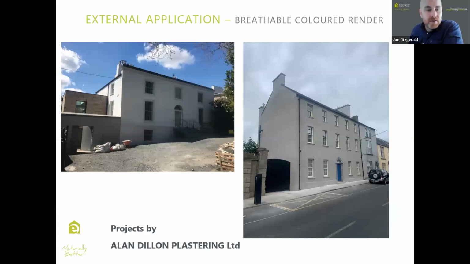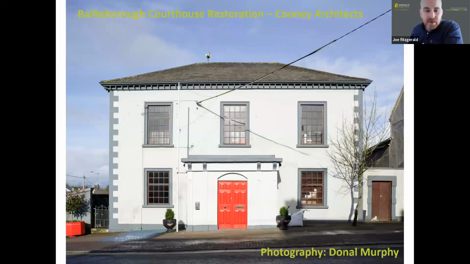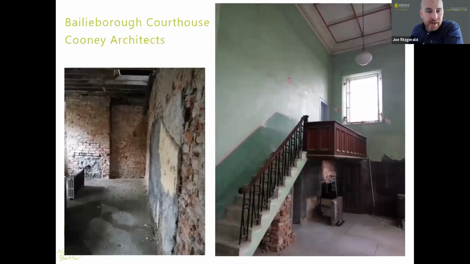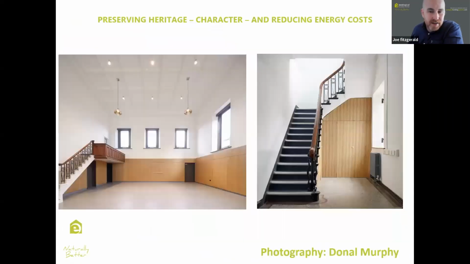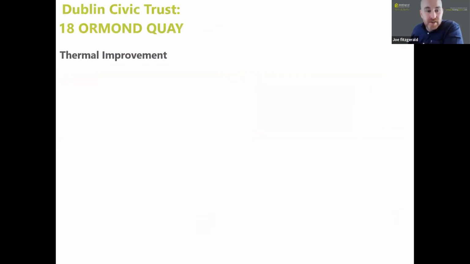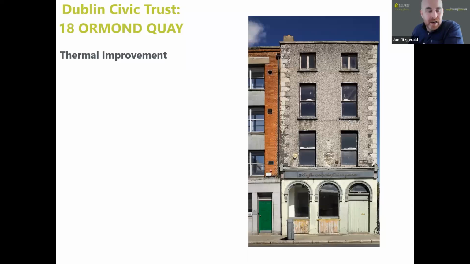Likewise, it can be used on the outside of buildings. It has precedence in protected structures. Here's just two examples. So, there's a lot of precedence there. In terms of suitability, it's already been demonstrated. It can be used to maintain the character of older buildings like this courthouse that has a very significant character. Not looking for huge thermal improvements, but just benefits without compromising the quality or the internal finish and things like that. It can be used in very historically significant buildings like 18 Ormond Quay.